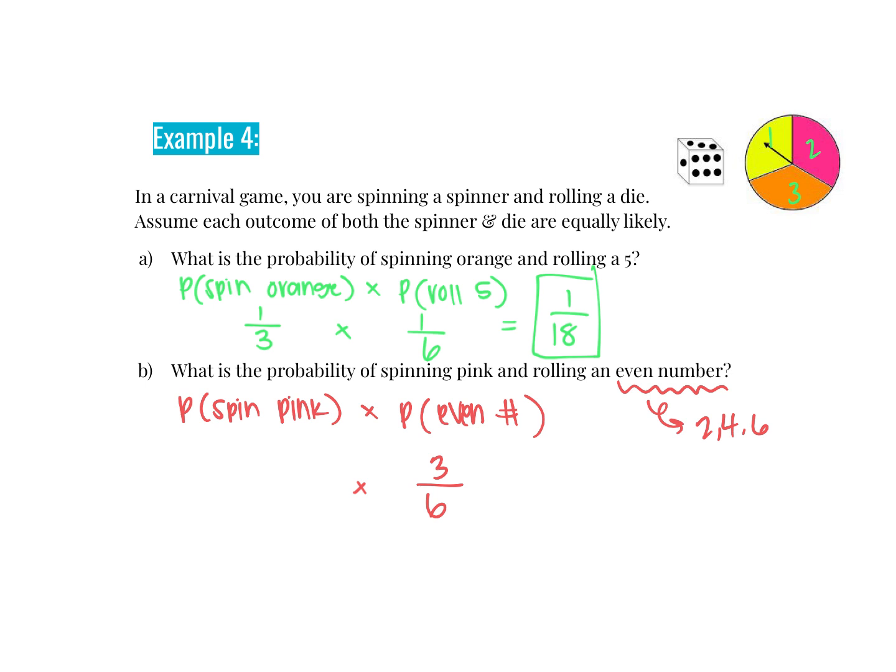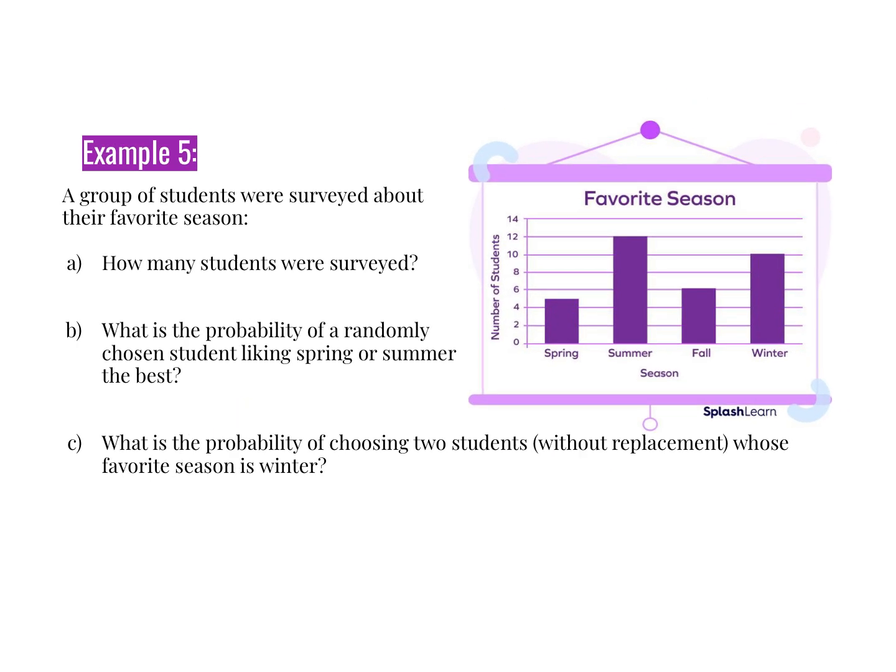And looking at that spinner, there's only 1 pink section out of 3. What we're doing is multiplying across. So 1 times 3 is 3. 3 times 6 on the bottom is 18. And this is a fraction we can simplify. We can divide out 3 on the top and bottom, and we get 1 over 6.